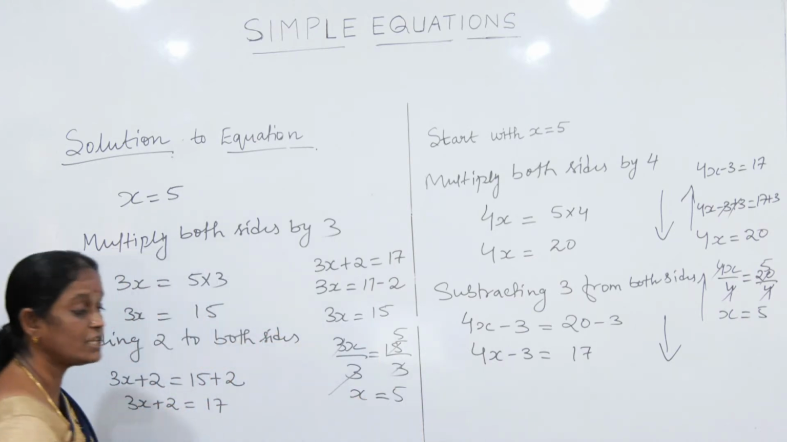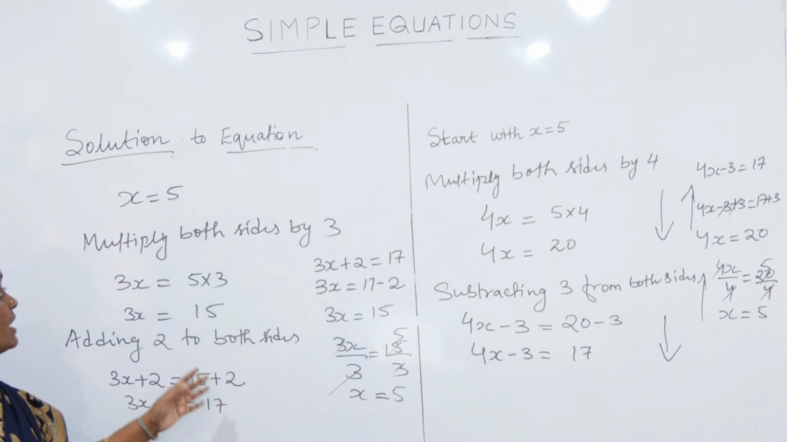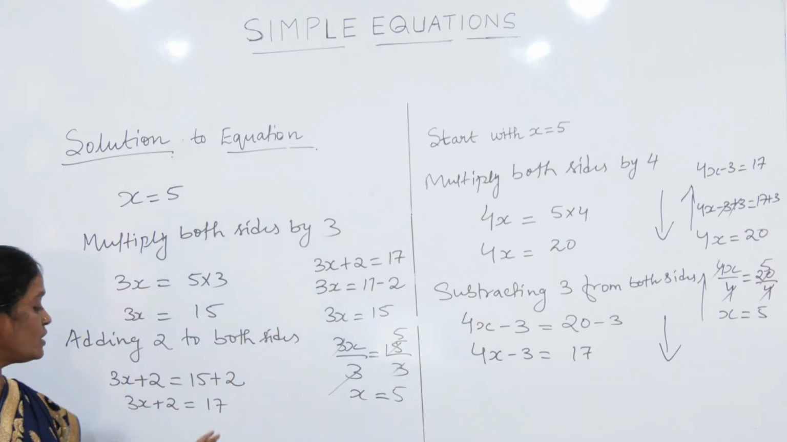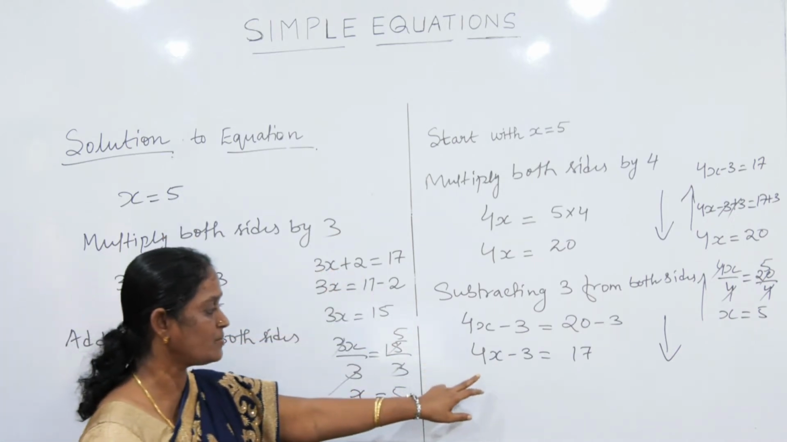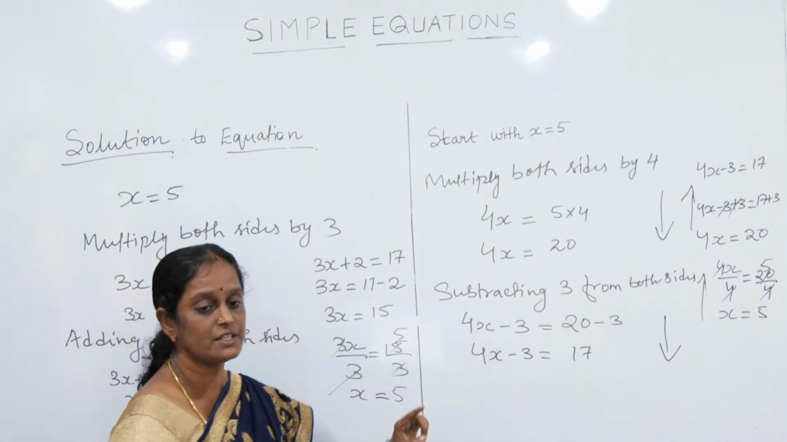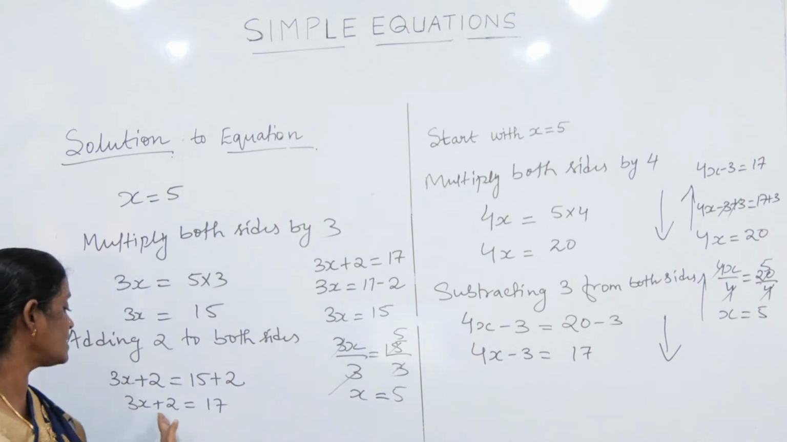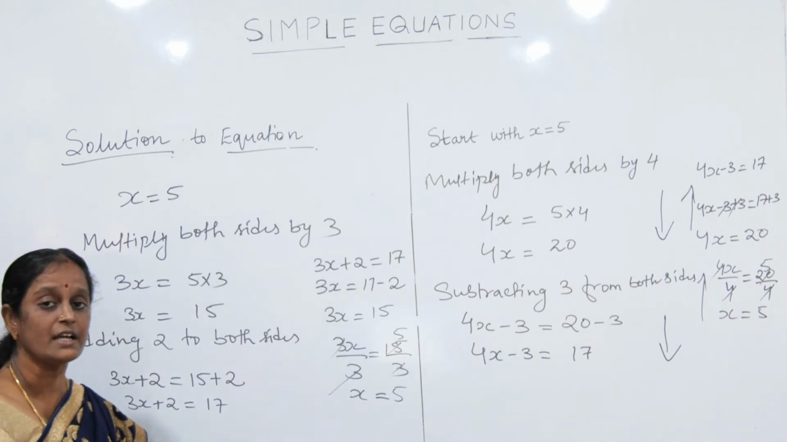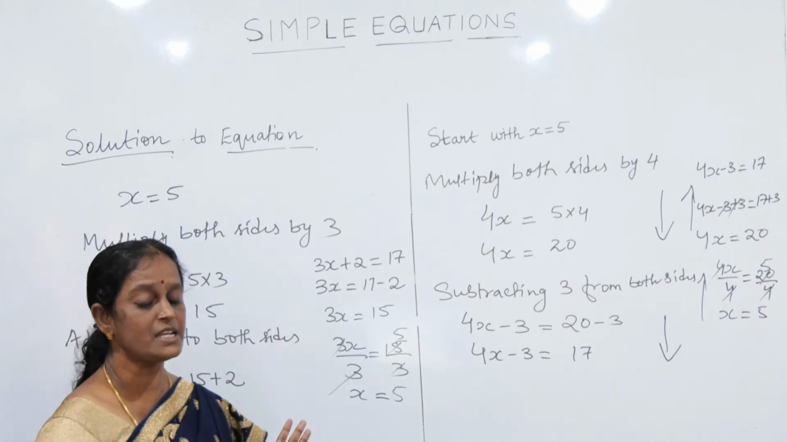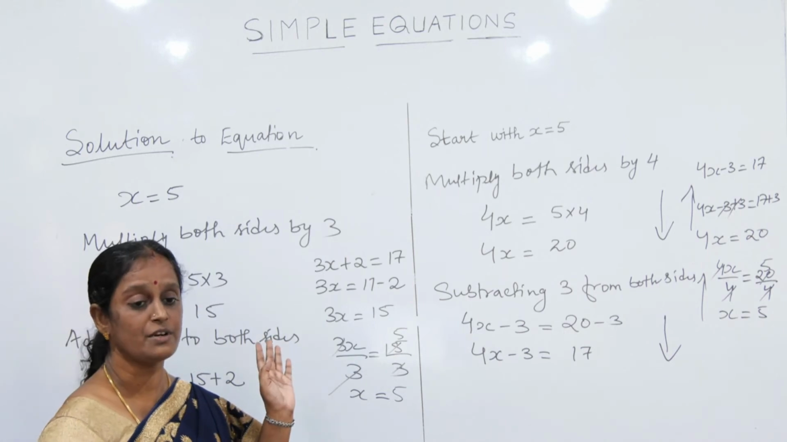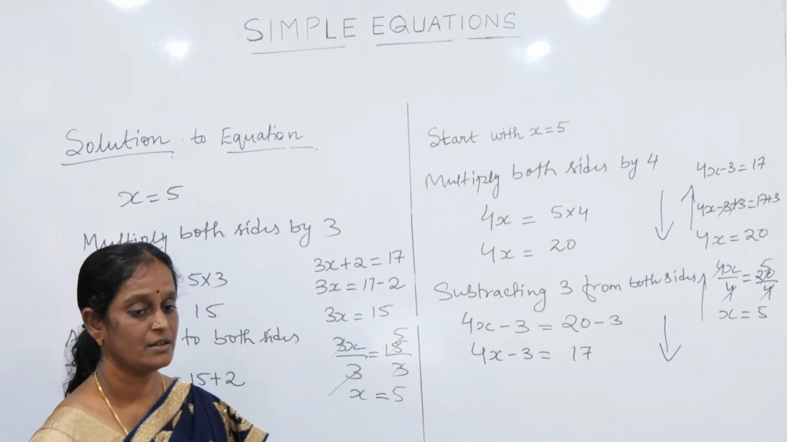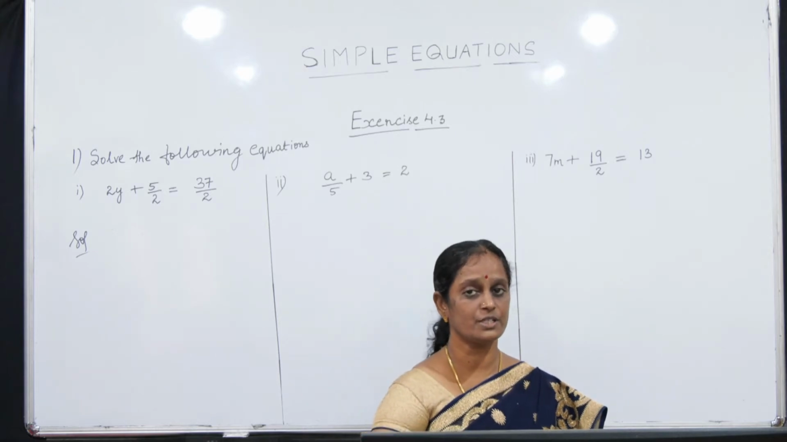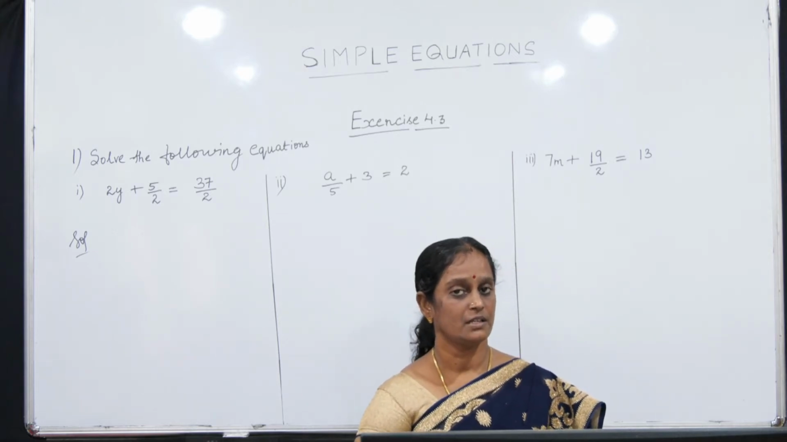So the same solution, x is equal to 5, we have arrived at. Here, for the same solution x is equal to 5, we first made an equation 4x minus 3 is equal to 17, and one more equation is 3x plus 2 is equal to 17. Like this you can form many equations for the given solution. Students, now let us solve some questions from exercise 4.3.